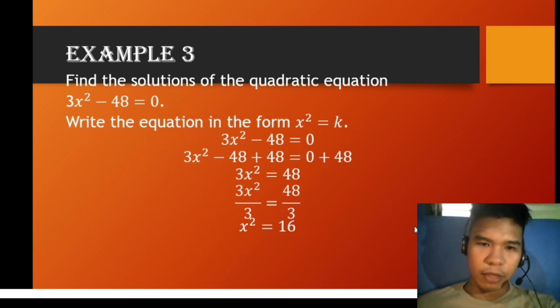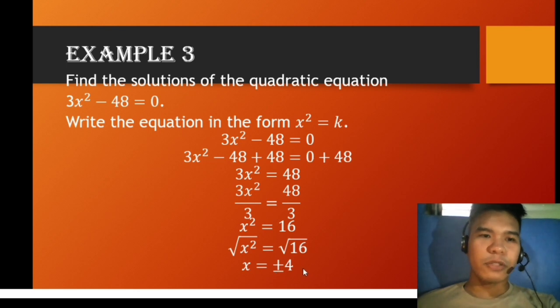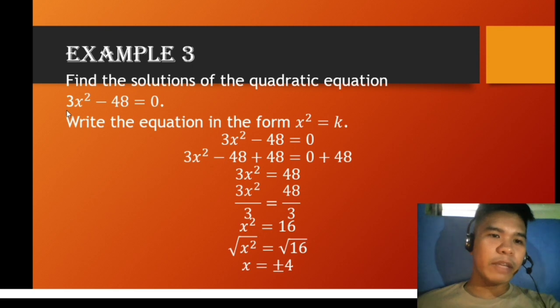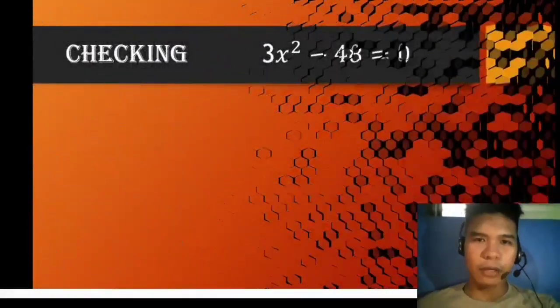So by that, we get the square root of both sides of the equation. That is the square root of x squared equal to the square root of 16. So the square root of x squared is x, equal to the square root of 16, which is positive and negative 4. So therefore, the computed roots or the solutions for the given 3x squared minus 48 equal to 0 is positive and negative 4. Again, let us check if our answers are correct.